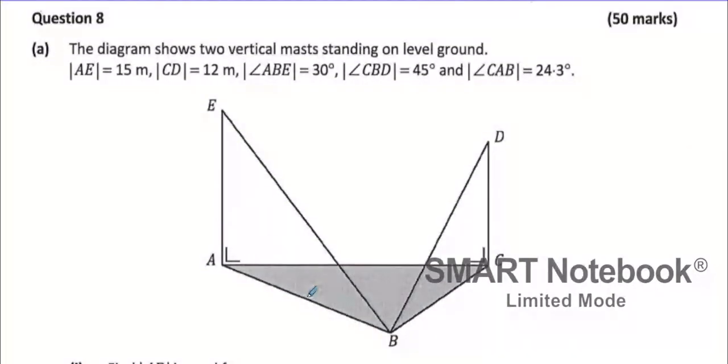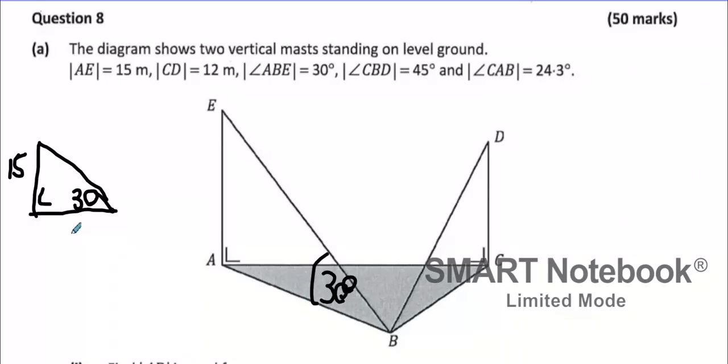Okay, guys, the angle ABE is 30 degrees, and this is a right angle triangle. So now I have ABE, like so. 30 degrees, A to E is 15, and what we're looking for is A to B. I'll call A to B X for argument's sake.